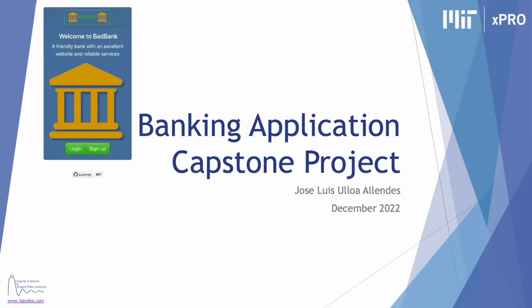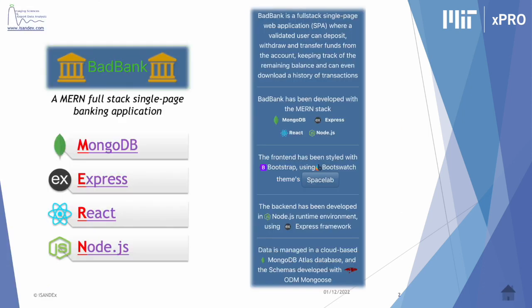Hello, this is the first video of the series describing the backend application I developed as part of my capstone project for the certificate as full-stack web developer I am pursuing. Badbank is a web application developed with the MERN stack consisting of a React-based front-end, Express web server over Node.js environment, and a cloud-based MongoDB database.